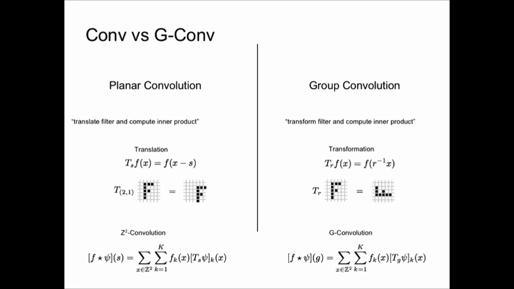Now the G-convolution is defined as: you take your filter psi, you apply your operator T for all group elements g, and then whatever comes out, you take the inner product with your image F, and you report the inner product as a new value. This group could be both translations and rotations. So you first get all the outputs for your translations, then you rotate by 90 degrees and get your next filter map, and your next, and your next. So that's four filter maps.